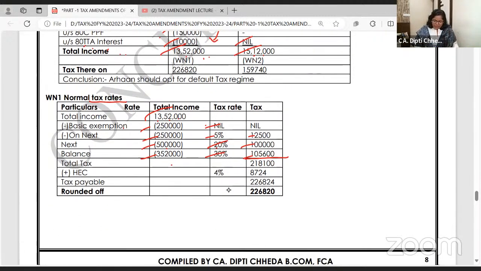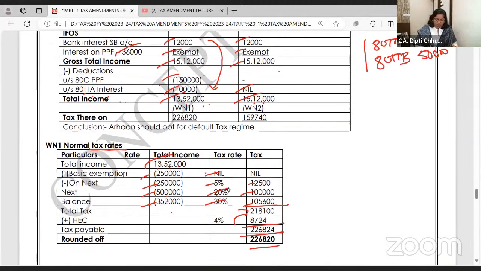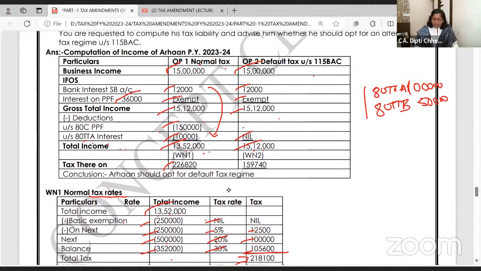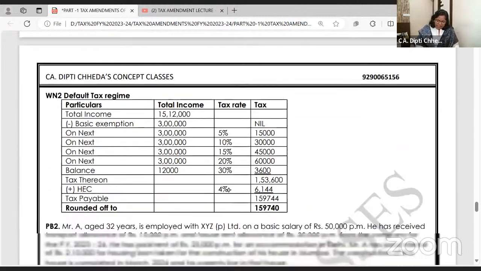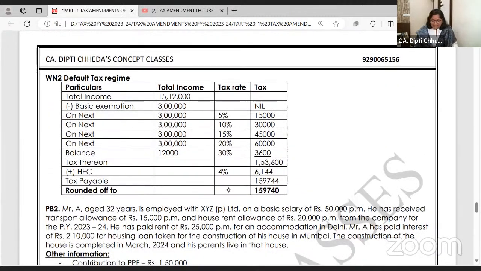It's really tough. On tax, 4% cess, and then tax is rounded off to multiples of 10. So if it's 2420, if it is 2830. So this is your normal tax. Chalo. Now under default tax regime, 15 lakh 12,000. How will you calculate the tax?